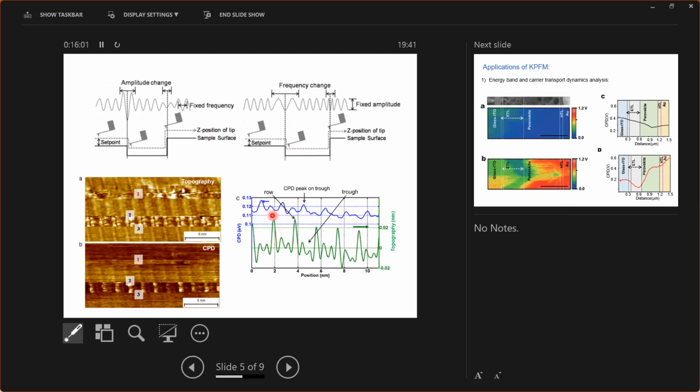Here I have the confusion actually, as from this data they are showing that the CPD peaks are coming at the trough, and the topography peaks are coming around the row, where the high is, then the height profile we are getting through the topography. The position 1, 2, 3, 4. That one is to fix.